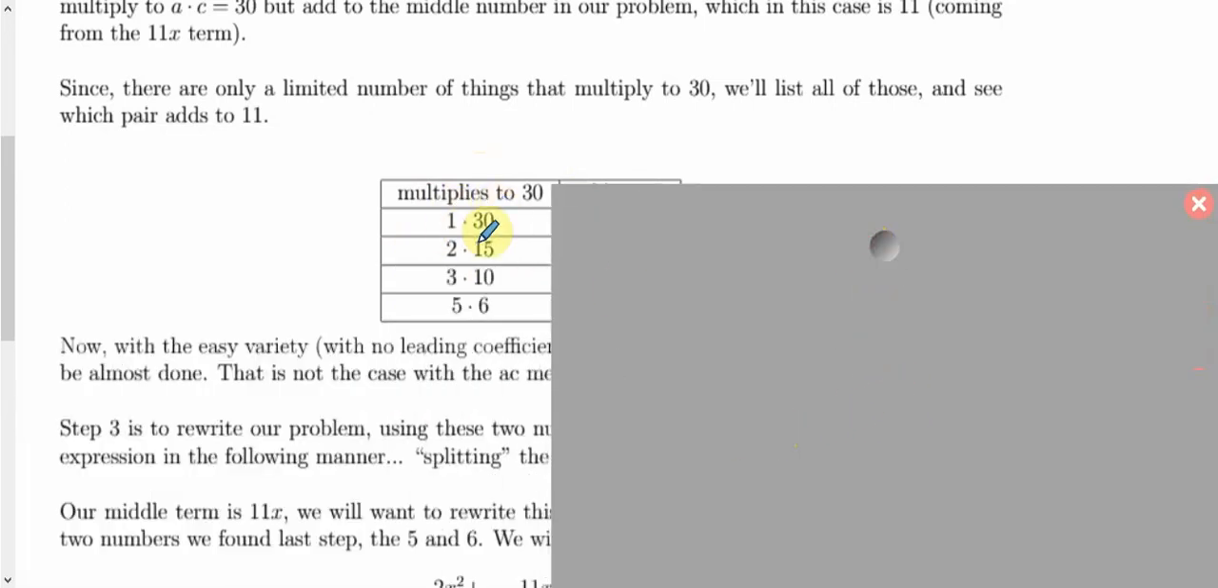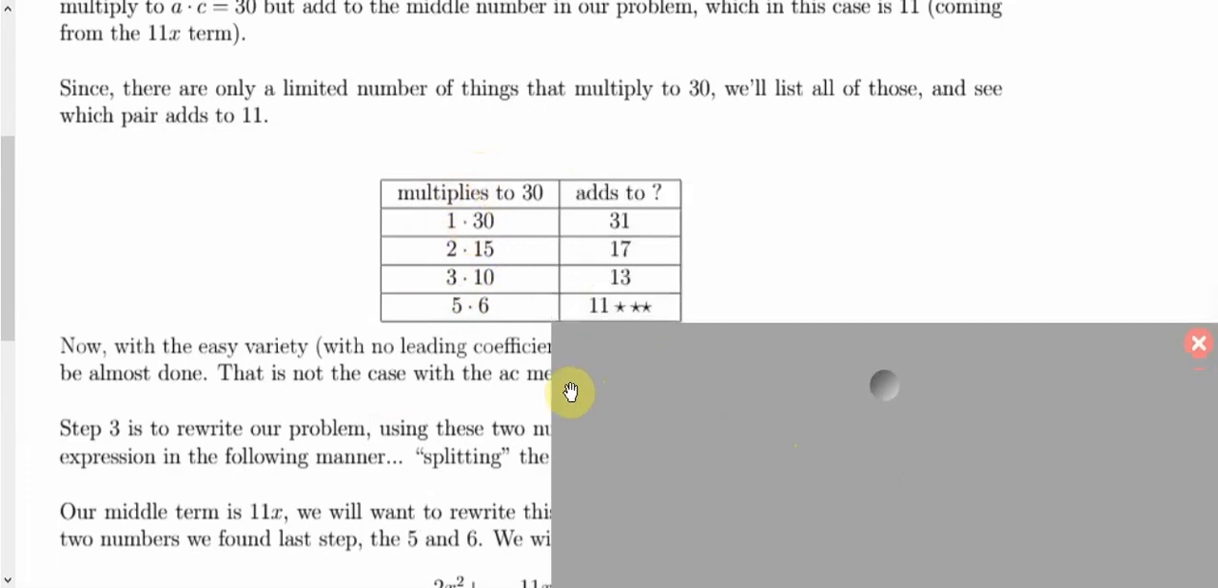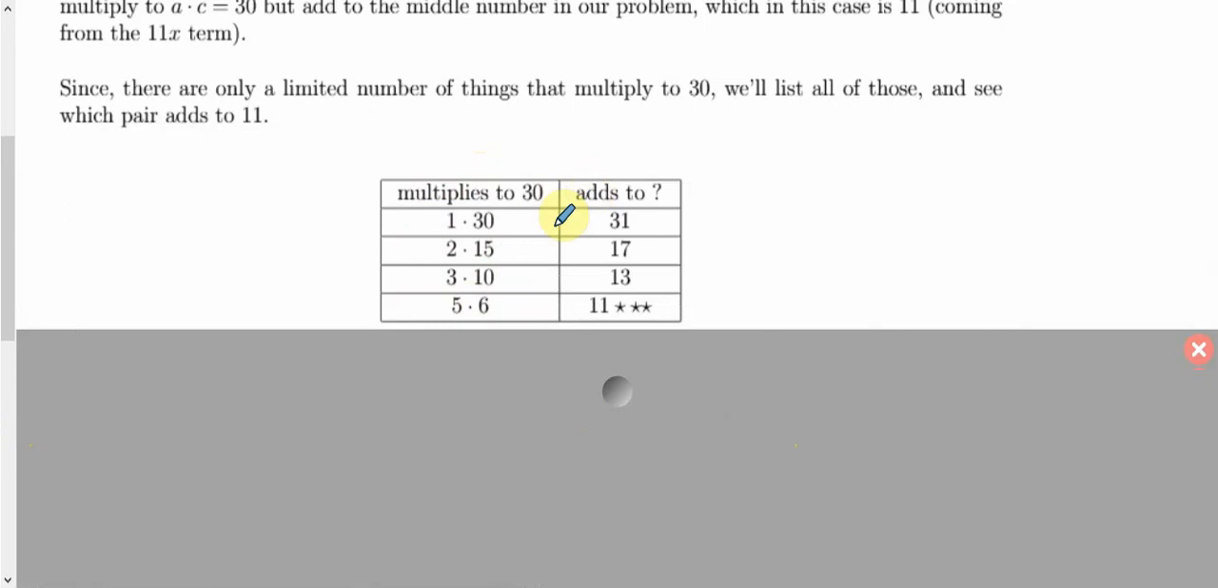So 1 times 30, 2 times 15, 3 times 10, 5 times 6. As far as integers go, that's it. Unless we're doing two negatives, but we don't need to worry about that. And so what do they add to? 1 plus 30 is 31. 2 plus 15 is 17. 3 plus 10 is 13. 5 plus 6 is 11. And there we go. We found the winner.